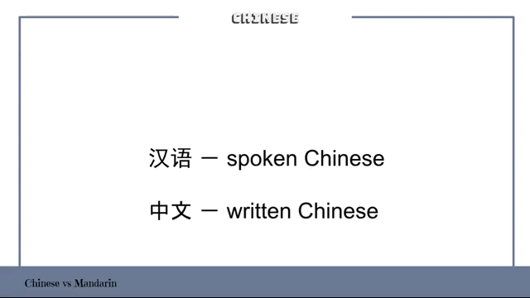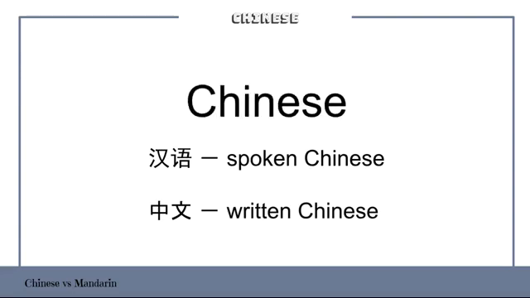Okay, so basically Chinese, we say it Chinese in English. However, if we translate Chinese into Chinese, it has two meanings. One is Hanyu. Hanyu refers to the spoken Chinese. Hanyu, basically it is the language, the dialect spoken by Han people.